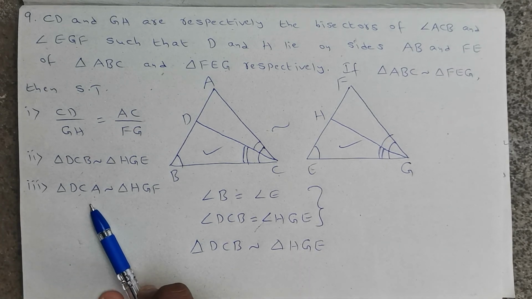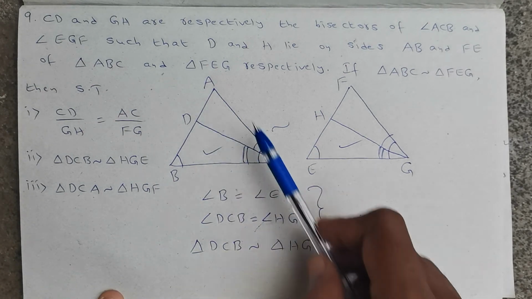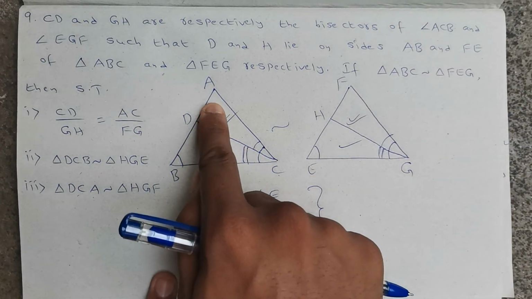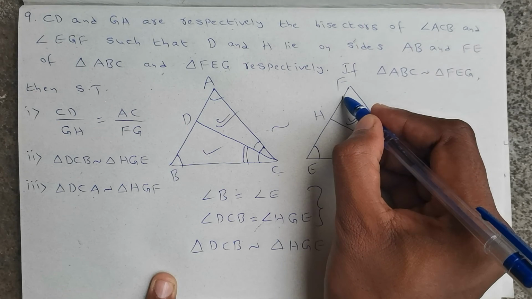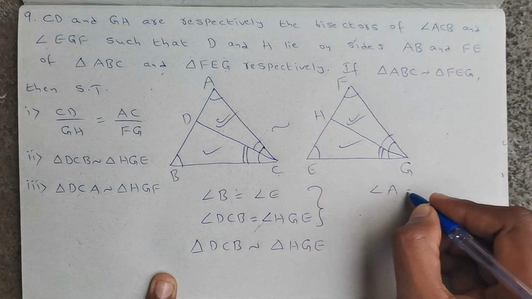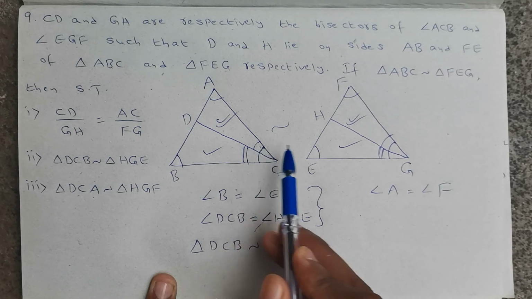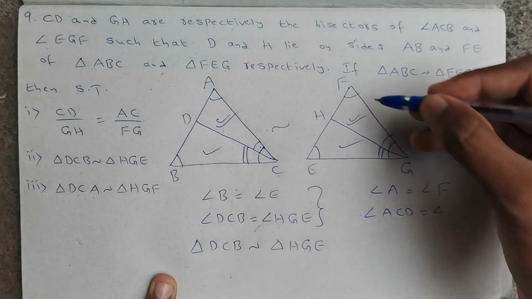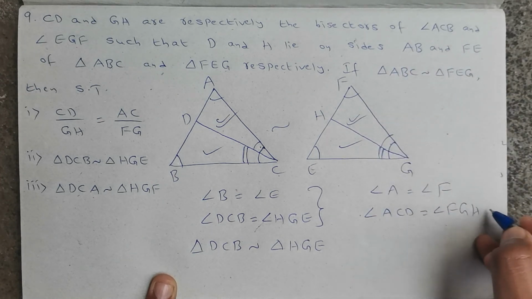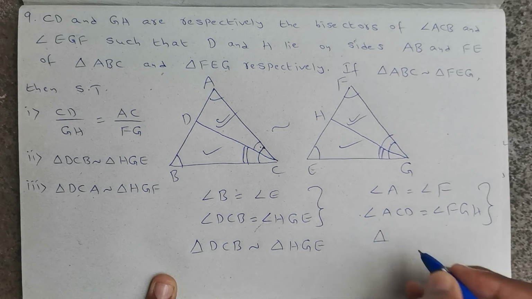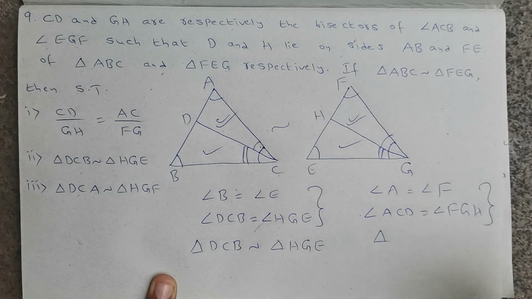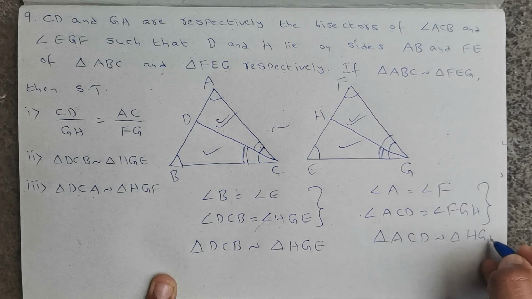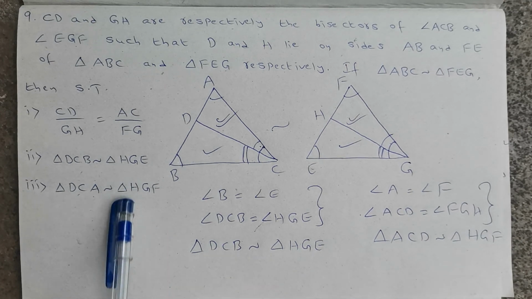Next, DCA is similar to HGF. DCA upper triangle, HGF upper triangle. Now here angle A is equal to angle F, because he already said that these two are similar to each other. So angle A is equal to angle F. This upper part is equal to this upper part: angle ACD is equal to angle FGH. So again, by AA criteria we can conclude this upper triangle is similar to the upper triangle of this one, that is ACD is similar to HGF. These two questions' solutions are completed.